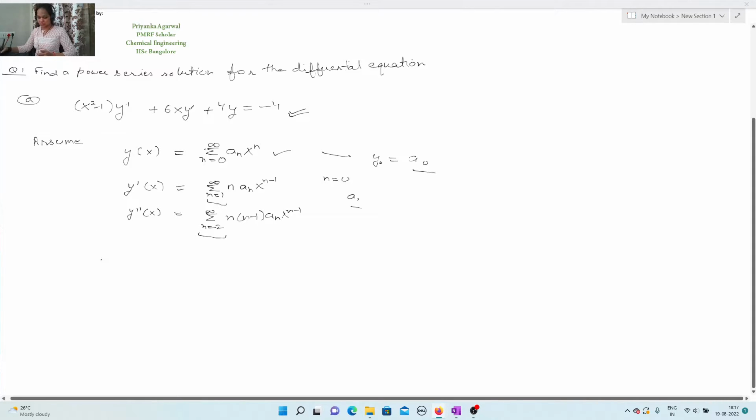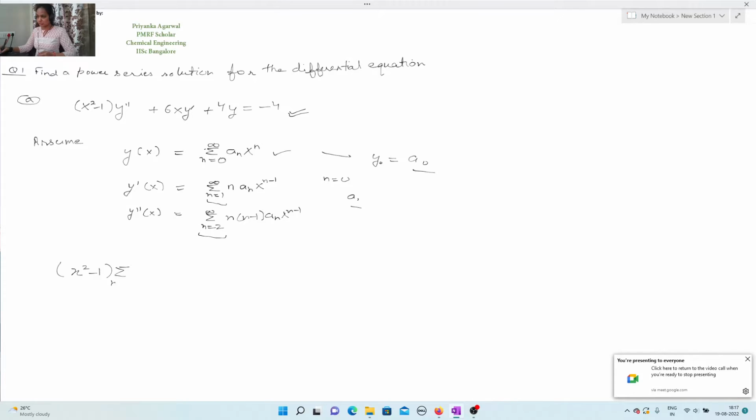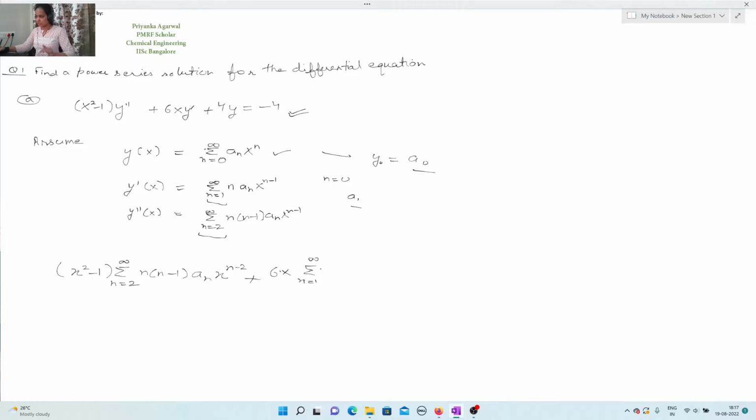So this will be (x squared minus 1) summation n equals 2 to infinity n(n-1) a_n x^(n-2) plus 6x summation n equals 1 to infinity n a_n x^n plus 4 summation n equals 0 to infinity a_n x^n equals minus 4.